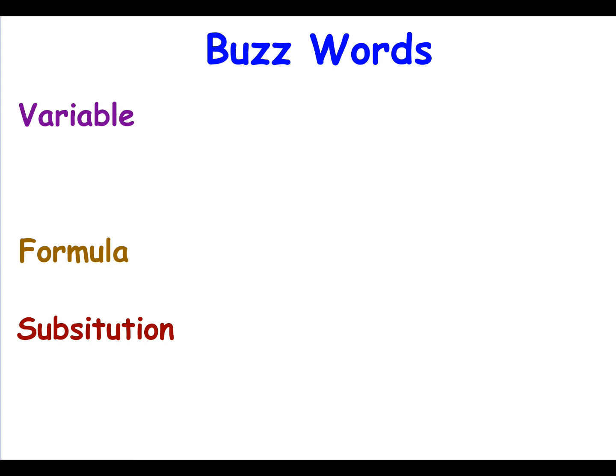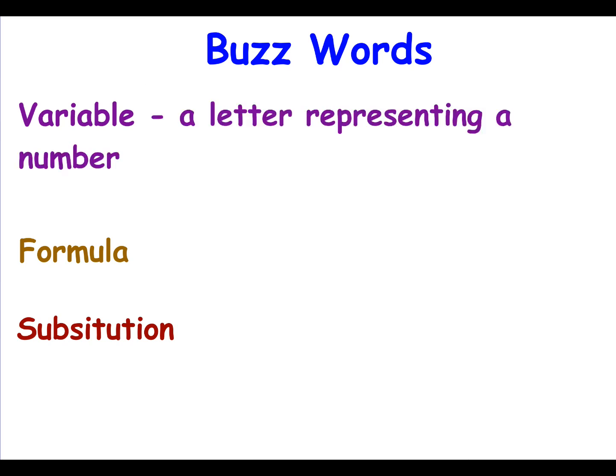Now let's look at the buzzwords for this video. One of the first words we came across was variable. And a variable is a letter representing a number. So until we know what the number is, we put a letter in there. So the word pay can be represented by the letter P. The word hour could be represented by the variable h. And until somebody tells me how many hours we've done, I can't work out my pay.